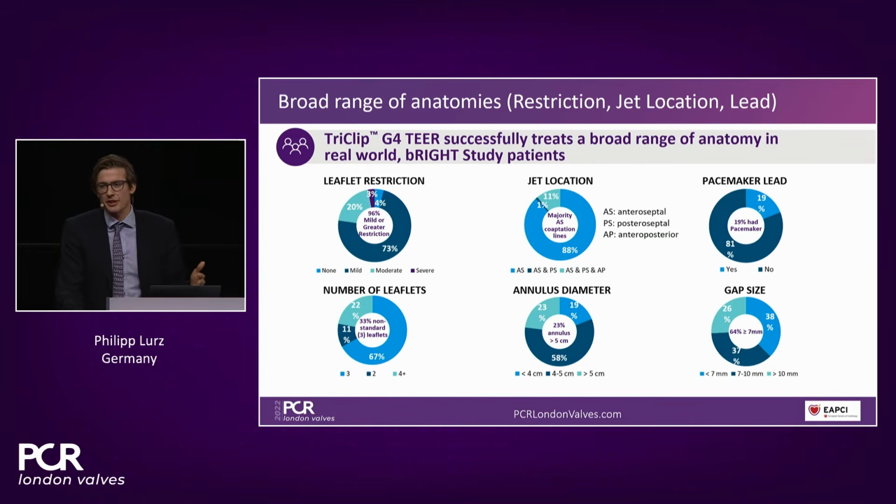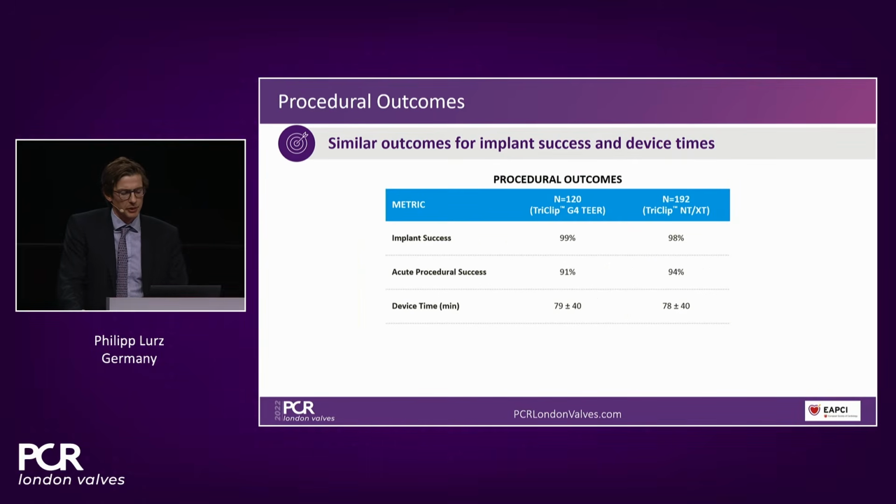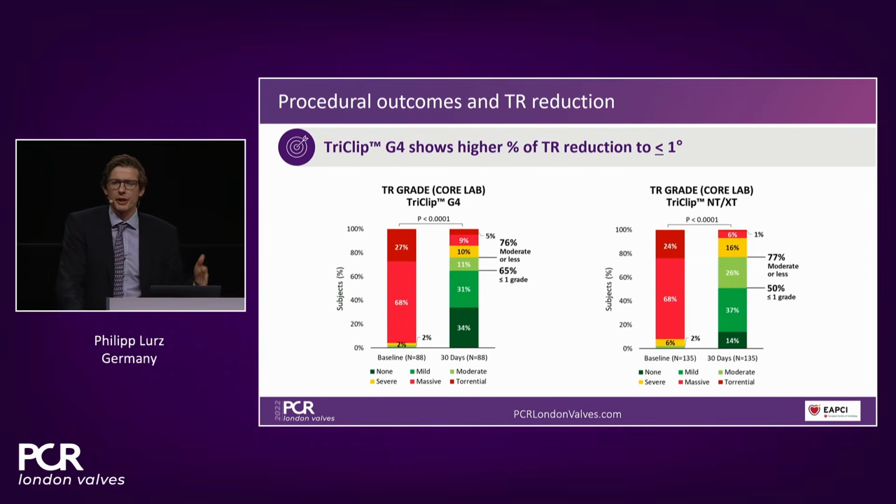Of course we always say that 7 millimeter is some sort of threshold, but the real-world reflection is slightly different. Same safety profile between Gen 3 and Gen 4, similar implantation success and timing. But what's quite interesting, and we have to analyze that in a little bit more detail, if you want to be even more ambitious, the rate of mild or less TR seems to be higher with the latest generation of the TriClip device as compared to Gen 3.